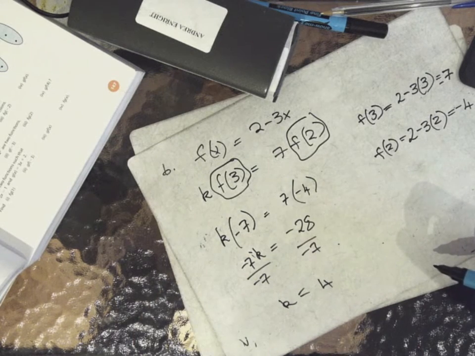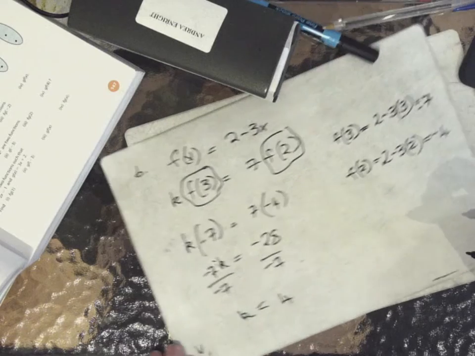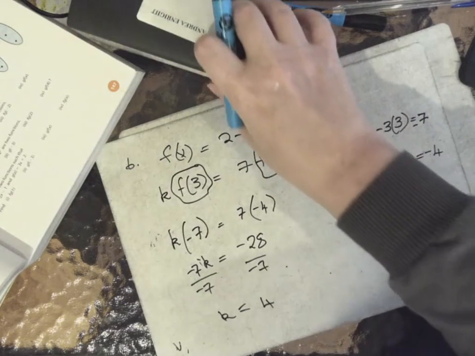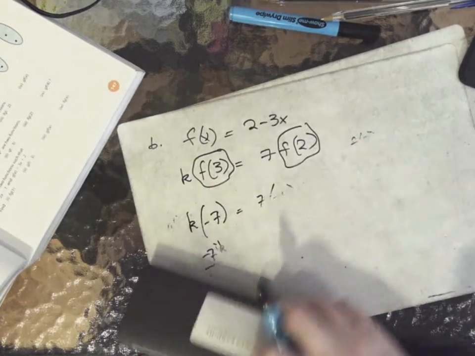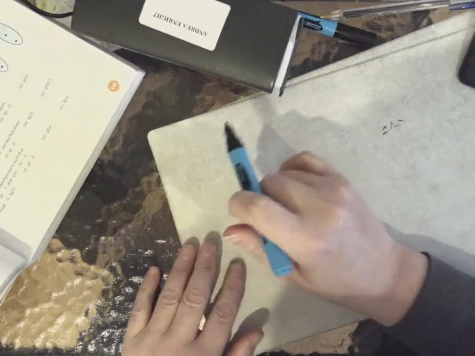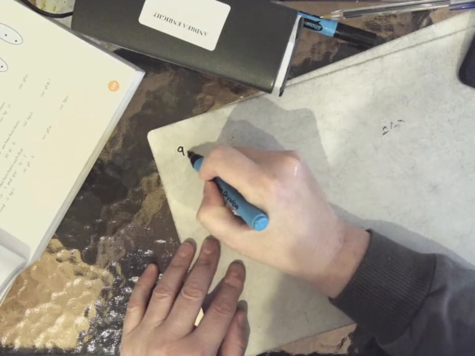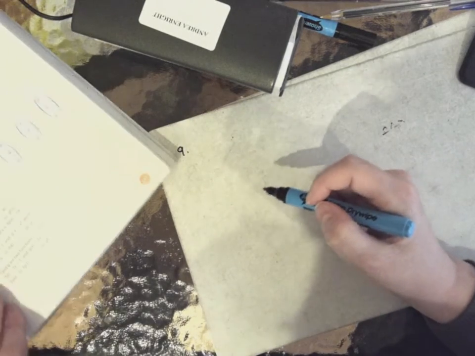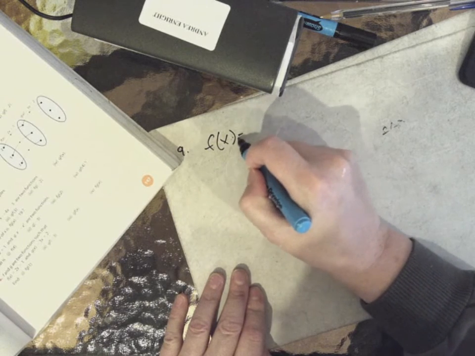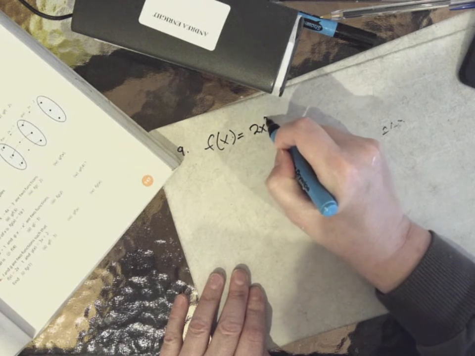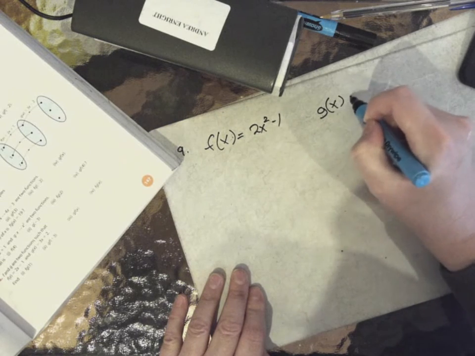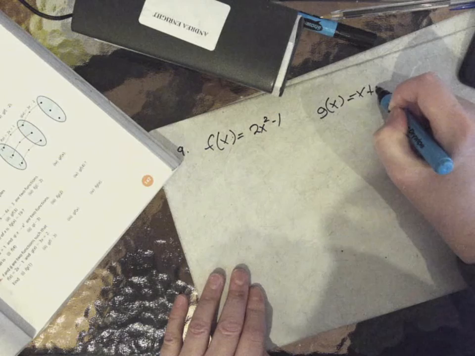Okay? And the last one I was asked to do was question 9. So if you need to write that down, pause it. Right, okay, and finally, question 9. Question 9 reads, f of x is 2x squared minus 1, and it has g of x is equal to x plus 2.